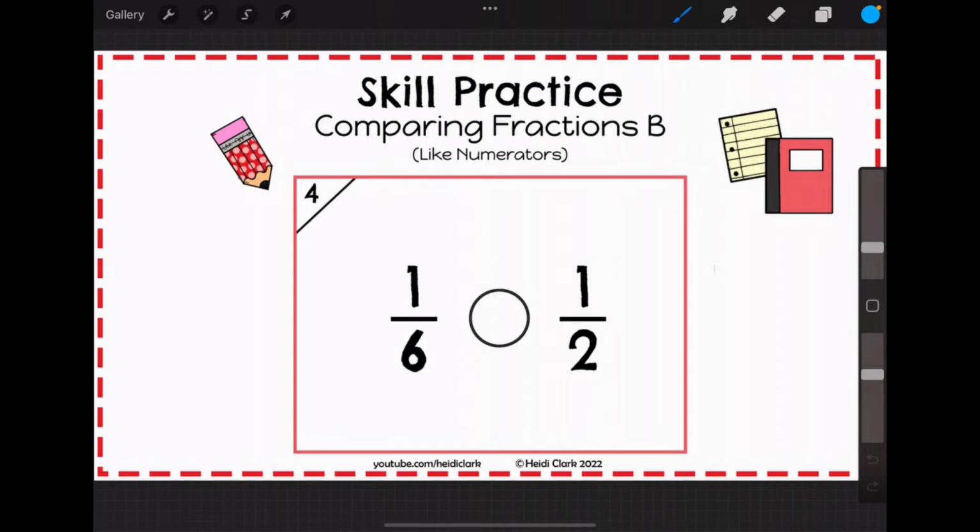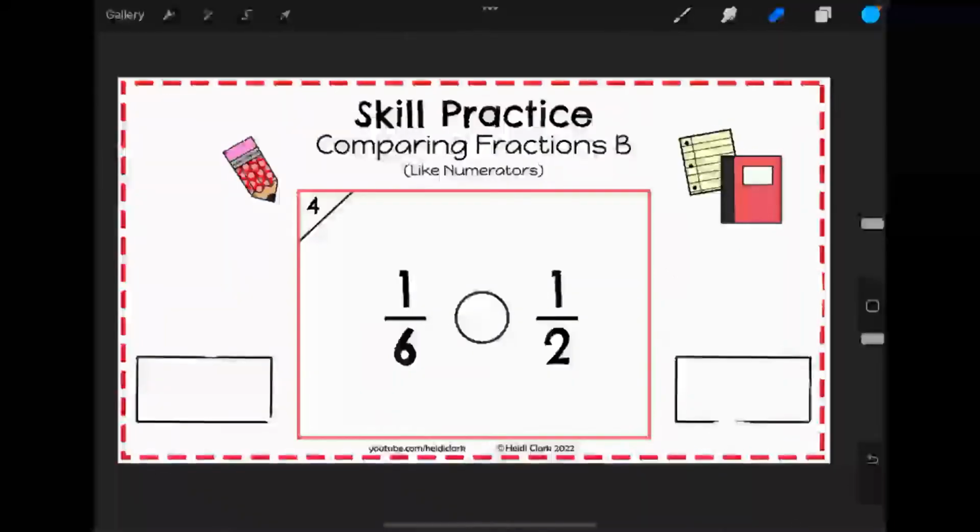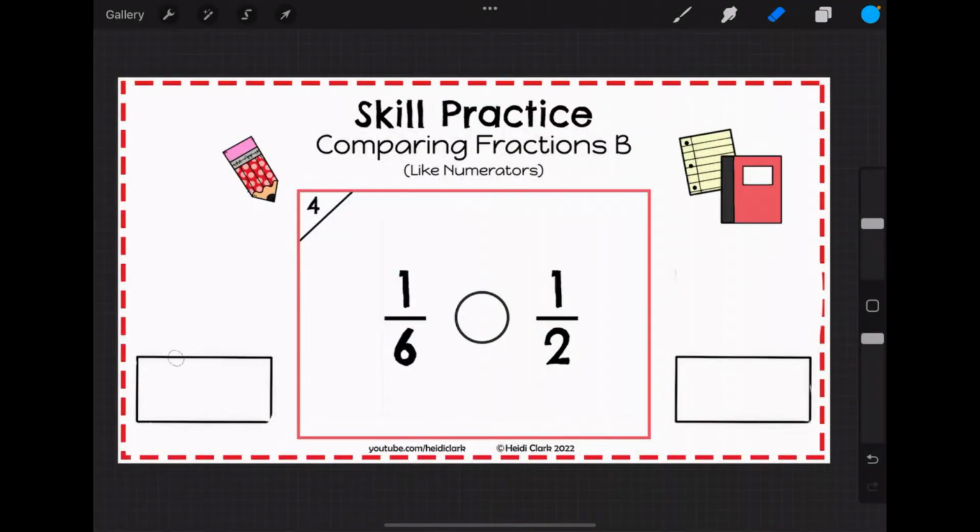Let's compare the fractions 1/6 and 1/2, and we are trying to figure out which fraction is bigger than the other. Remember that you always start with one whole with a fraction, and then it's getting split up, and then you're getting part of that. Let me make this a little smaller. There we go.